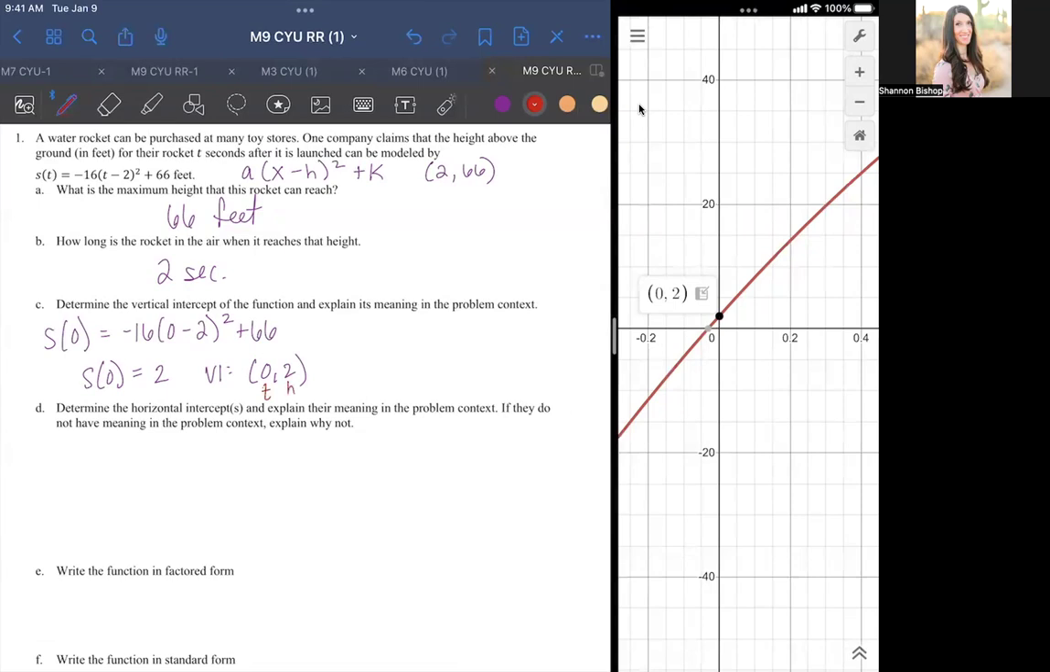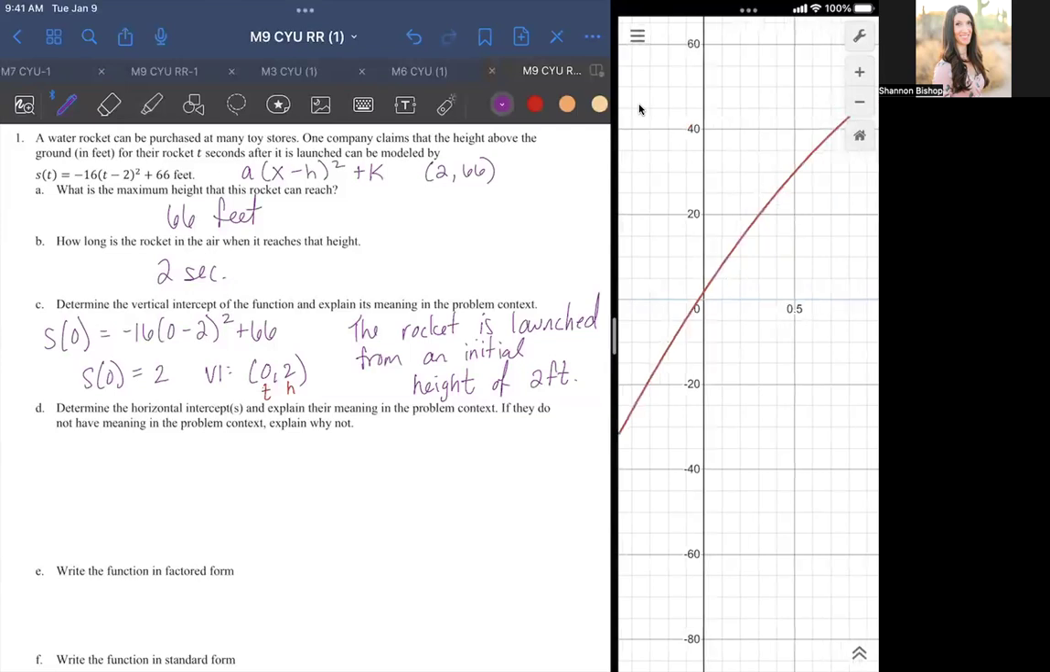And so contextually, what this vertex is telling us is that the rocket is launched. I knew to say launched because it's essentially at time 0, so it hasn't been off the ground yet. No time has passed since it's been launched. So that means it's actually been launched from an initial height of 2 feet. Okay, time 0, 2 feet. There we go. Part D, determine the horizontal intercepts and explain their problem context.